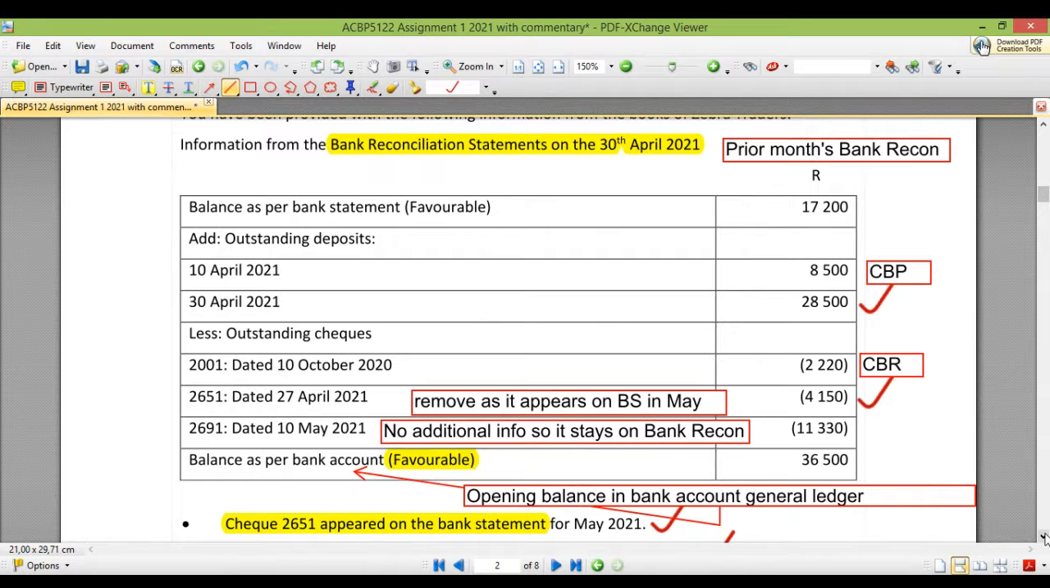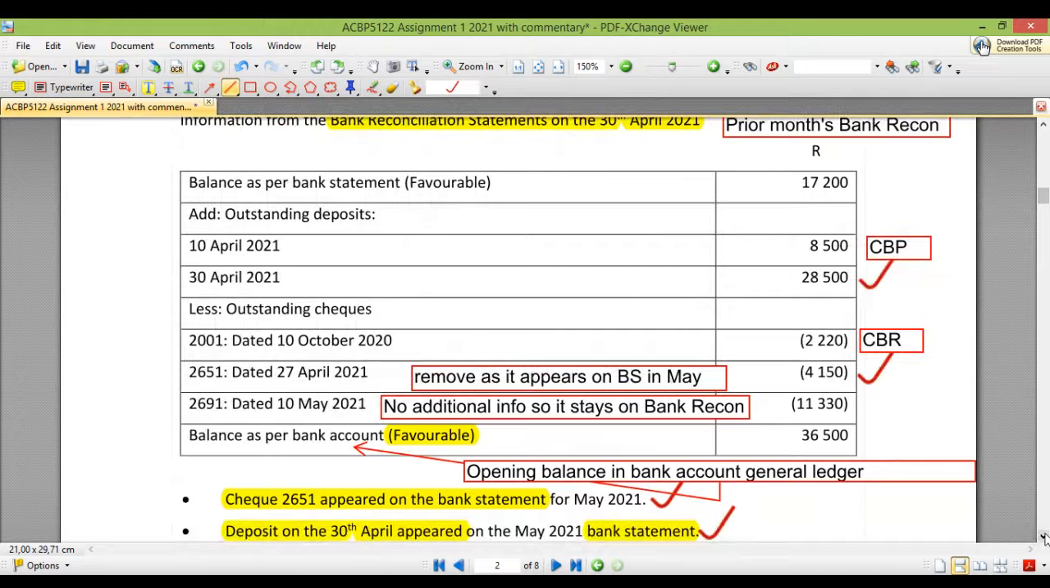So at the end, when you're done, you need to have ticked off all of these items on your prior month reconciliation. So they should have either already gone through your bank statement, or I have to put them in my cash book receipts, cash book payments, or I put them on the bank recon again.